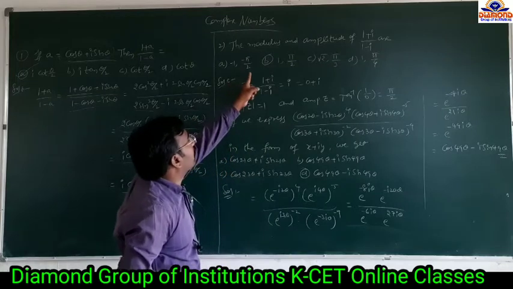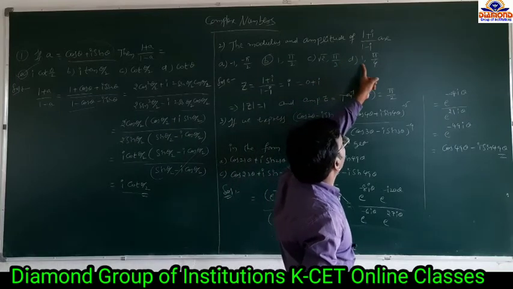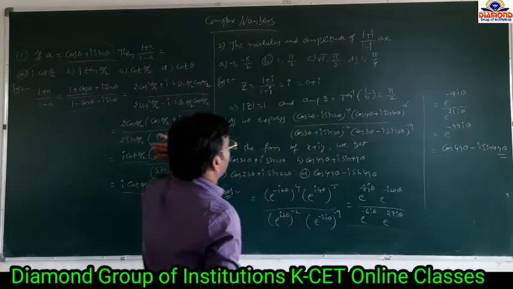Next. The modulus and amplitude of (1 plus i) by (1 minus i) are: Option A, minus 1 comma minus pi by 2. Option B, 1 comma pi by 2. Option C, root 2 comma pi by 3. Option D, 1 plus 1 comma pi by 4.